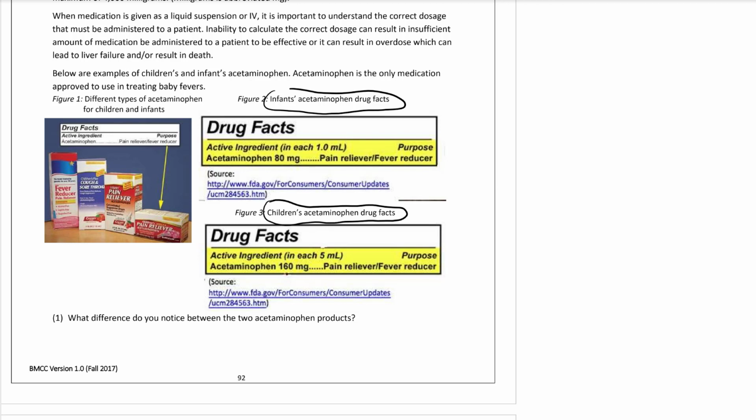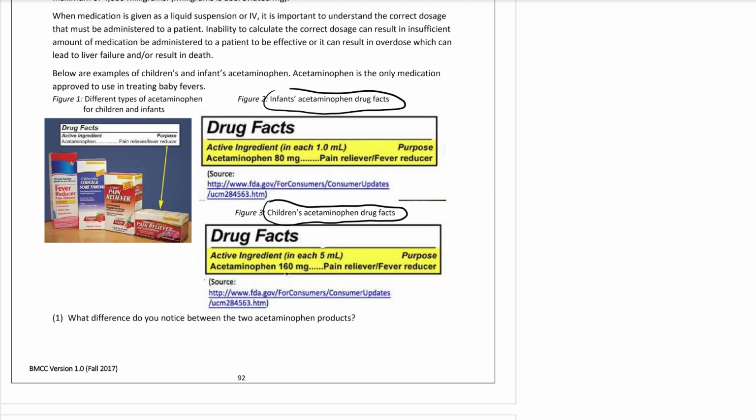However, we use this example as a way to understand how medication can be administered and what it means when we talk about concentrations. So look at question number 1. It says, what difference do you notice between the two acetaminophen products? So can you write a sentence, or 2 sentences, describing how they are different? I'll give you a moment.